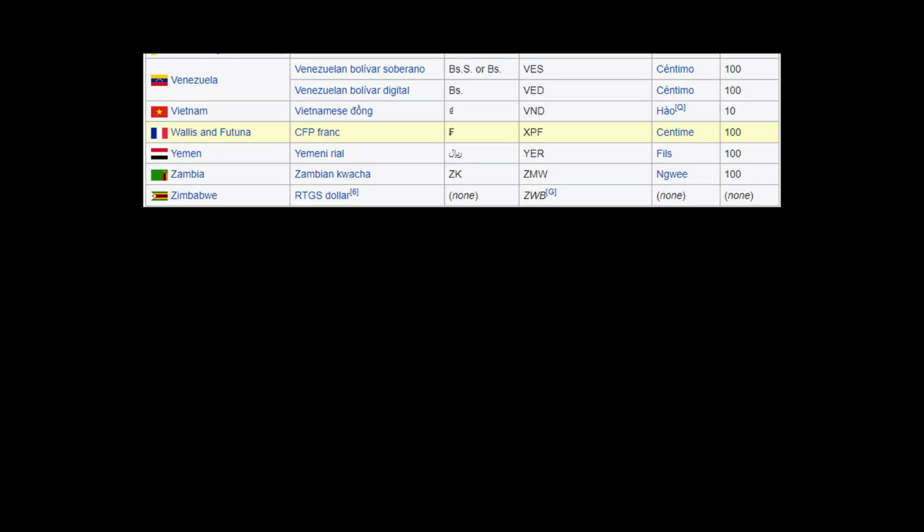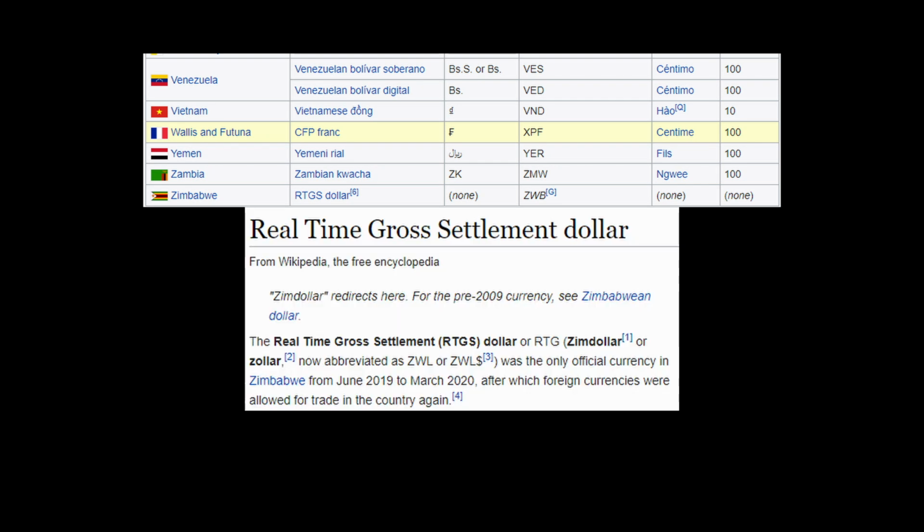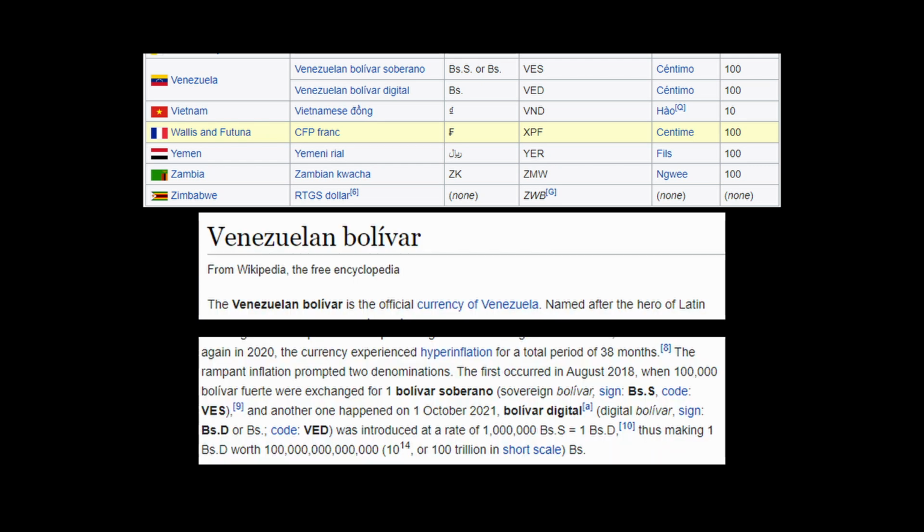Next, some currencies, despite being in the list of circulated currencies, aren't actually being used. For example, in Zimbabwe, their circulated currency is the RTGS dollar, but if you look at the page, it says that they only used it from June 2019 to March 2020. At which point, Zimbabwe just said, screw it. Just use international currencies again. Then there's also Venezuela, which because of hyperinflation, they just keep making a new currency that basically chops off all the zeros from the last one. And they literally just did this again on October 1st, 2021.